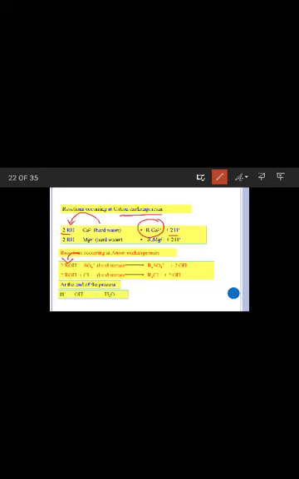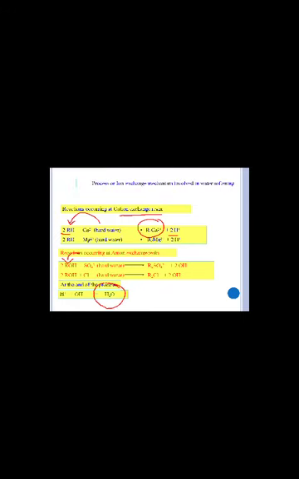So there will be removal of anions with the help of the resin. So at last you will get the demineralized water. In this water there will be no anion and no cation.